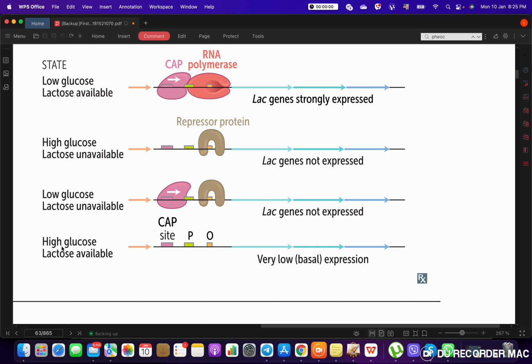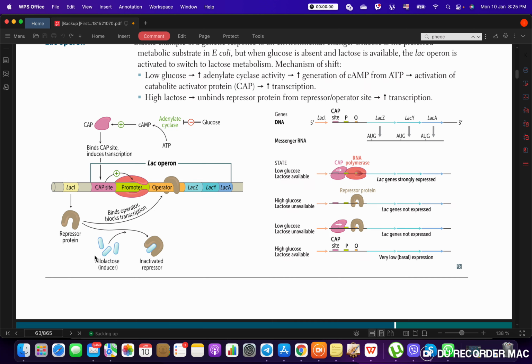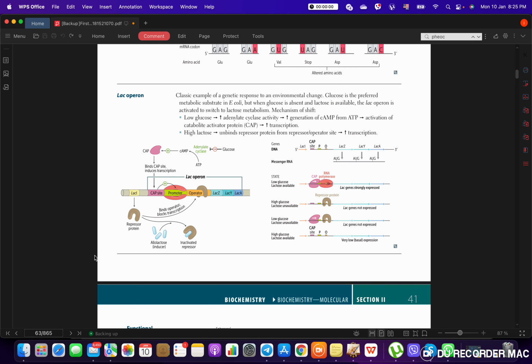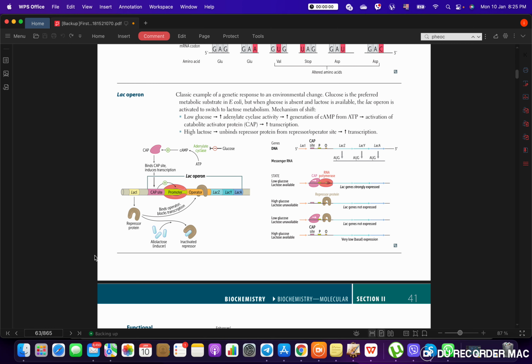The last case is high glucose and lactose is available. Well, if I was a bacteria, which one would I take? A fresh, nice glucose or a lactose that needs a lot of work? Of course, the glucose. Just the glucose. So that's everything on the lac operon. I hope it was not that difficult.